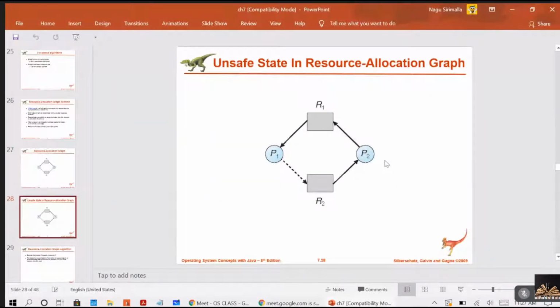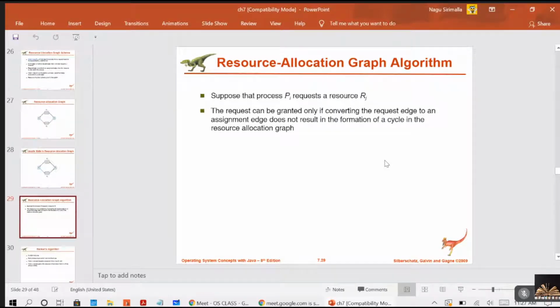When we request a claim edge, it is made into the assignment edge. If it is making the loop, then we will not be giving that permission, right?